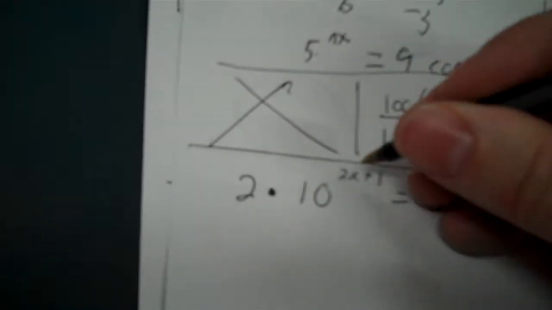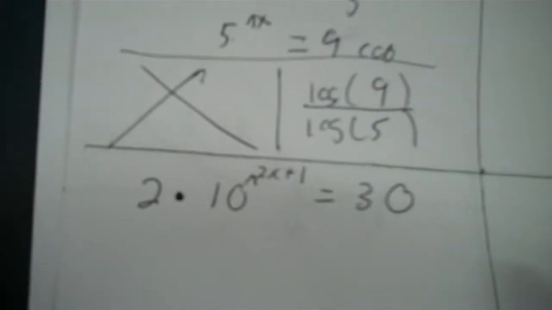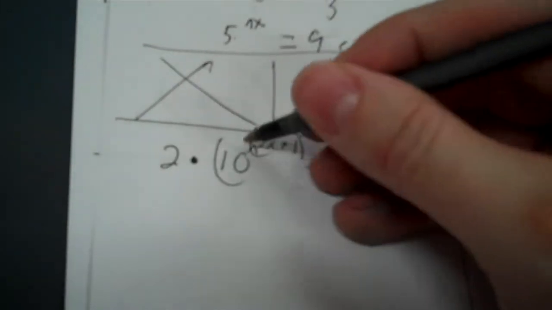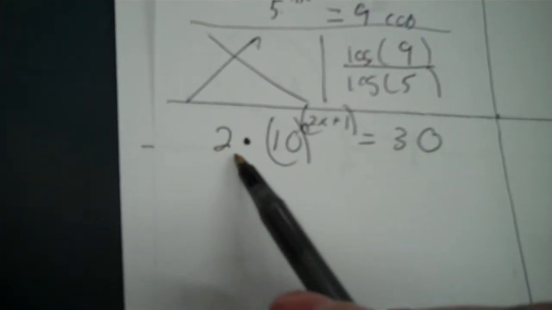Okay, next problem. First off, there's the x. 2 times 10 to the power of 2x plus 1 equals 30. So I've got to first solve for my whole power, 2x plus 1. I've got to find out what that even equals. Now I don't know what to multiply 10 to until I divide by 2.